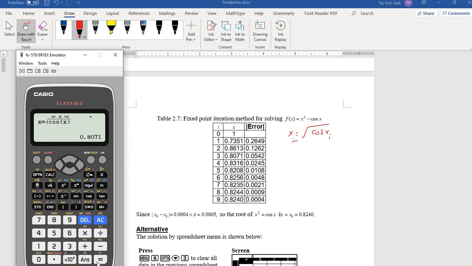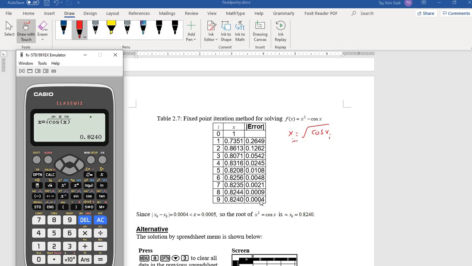So with this method, you just keep on pressing equal, so 8316, 8208, until there's no more changes for your x. 256, 8235, 8244, 8240. Okay, and this one is actually I calculate the absolute error for x number 1 with x naught.